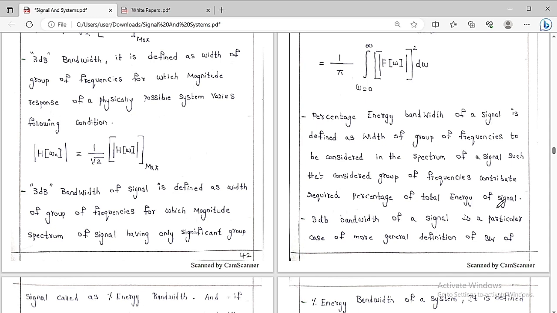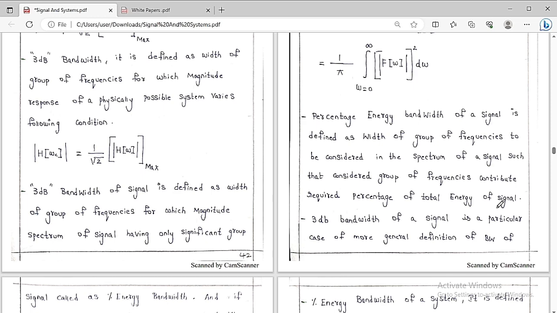So listen carefully. For F of omega, it will have all the frequencies. If you consider all the frequencies, you are going to get the overall energy E. But if you want only a certain part of the energy, then you have to consider only that group of frequencies so that they can give that amount of energy. That is the meaning of this statement. So percentage energy bandwidth of a signal is defined as the width of the group of frequencies to be considered in the spectrum of the signal such that the considered group of frequencies contributes the required percentage of total energy of the signal.